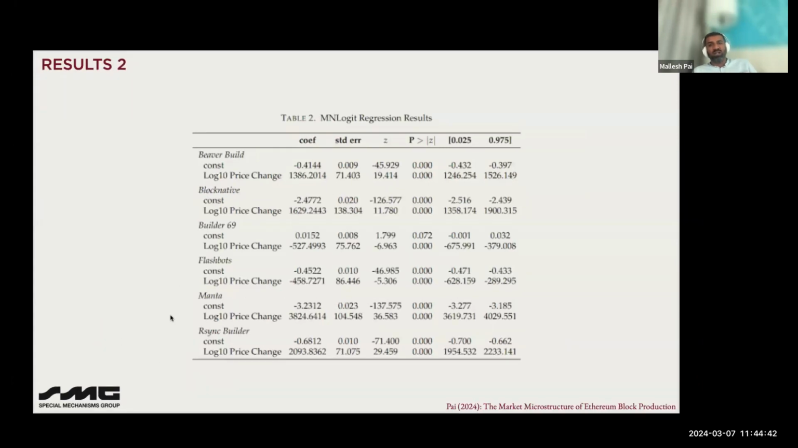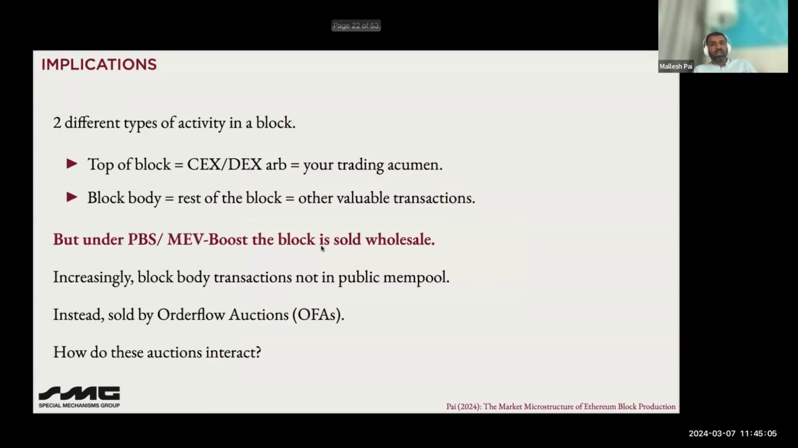You can do this builder by builder in a multinomial logit, and indeed you see that the things that we identify as high frequency trading firms, Beaver, Manta, which shut shop and went away for regulatory reasons, rsync, these are positive. On the other hand, neutral builders or non-integrated builders, Flashbots, Builder 69, have negative coefficients. Okay. Now, in the interest of time, let me skip ahead.